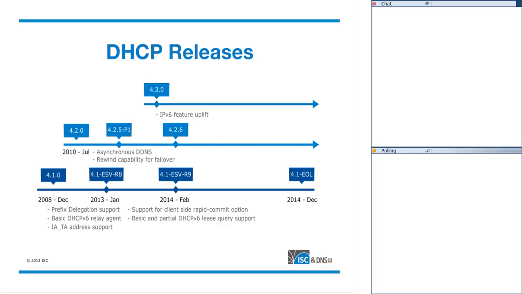4.2 is also mentioned there, and for those of you that are making use of dynamic DNS or DDNS, likely you are using 4.2 as it introduced asynchronous DDNS, which was a big performance improvement. We will be talking about some DDNS changes that are also occurring in 4.3, and so we'll let you know about those as we move forward here.